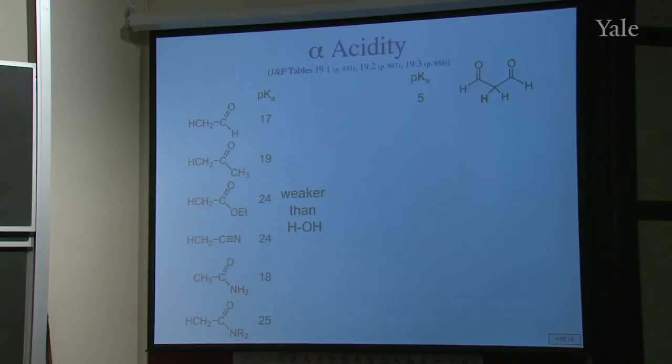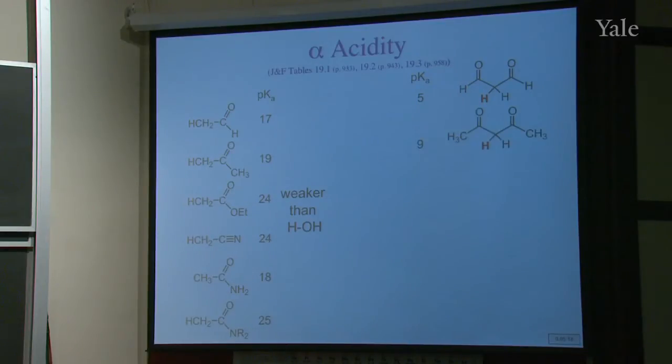But if you have two carbonyls, then it becomes quite acidic. And we spoke before, when we were talking about the Mitsunobu reaction, about active methylene compounds. Methylene groups, CH2 groups that are adjacent, that are activated by two adjacent pi star orbitals, so that they become much more acidic. This one has a pKa of 5, right?